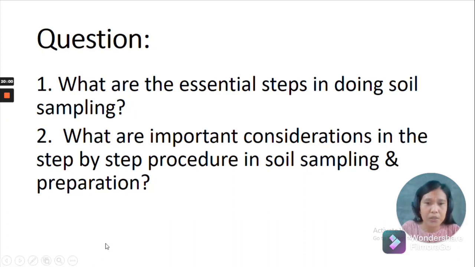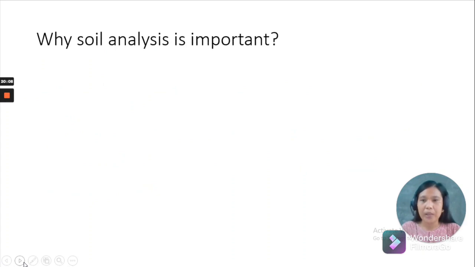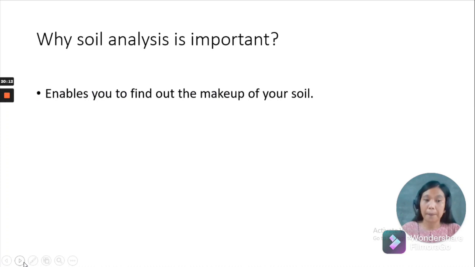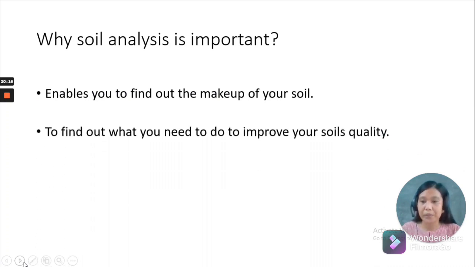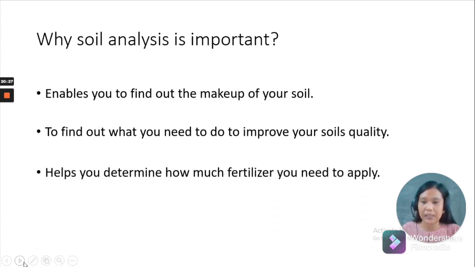What are the essential steps in doing soil sampling? What are the important considerations in the step-by-step procedure in soil sampling and preparation? Why is soil analysis important? Again, because it enables you to find out the makeup of your soil. Number 2, to find out what you need to do to improve your soil's quality. You will know the quality of your soil and what you need to do to improve it.